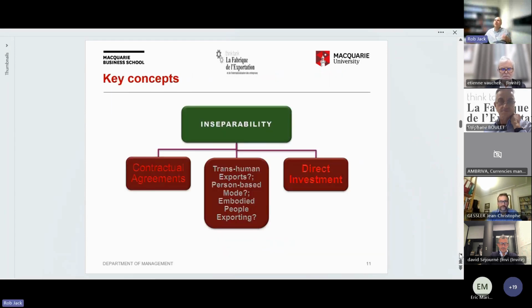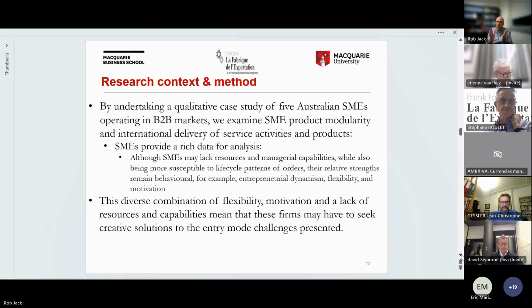So this is where you can have this component of an investment option for the delivery of inseparable interactive service activities, a contractual arrangement that is there, but also perhaps there is an exporting option. Now, this will become a little bit more obvious when I go through the data, where you can see how this works. So what I'm presenting today is a case study of 5 Australian small to medium-sized businesses. They would be largely classified as operating in business-to-business markets.